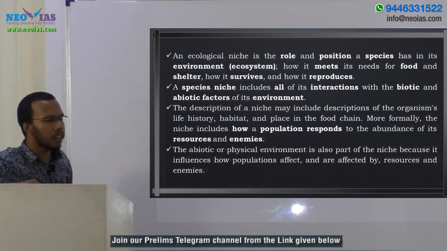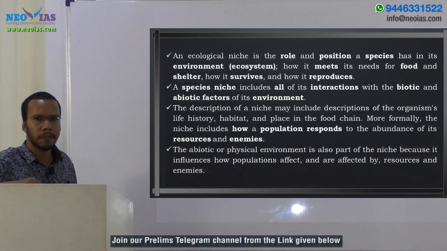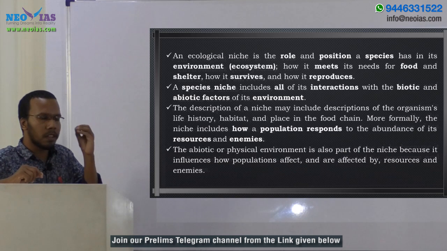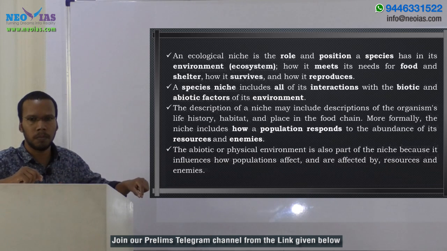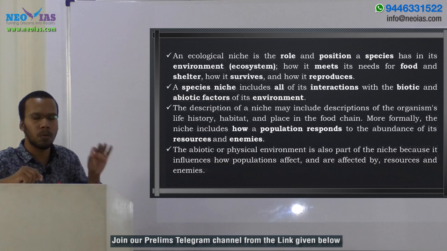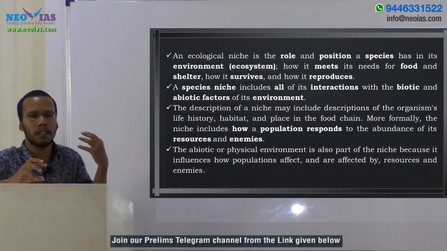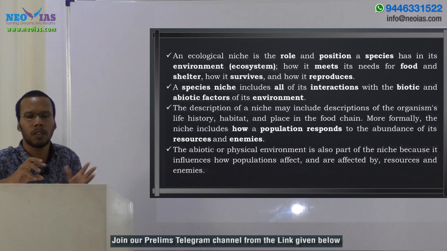So this species niche includes all of its interactions with the biotic and the abiotic factors of its environment. Because the niche is a role or function of that species, its function will be done in a certain region. In order to do their function, do their role, they require natural resources. For example, in the case of earthworm, its ecological niche is to convert leaf litter into vermicast, right? And leaf litter is the resource of that earthworm. So this ecological niche will also define the resources available for that species.